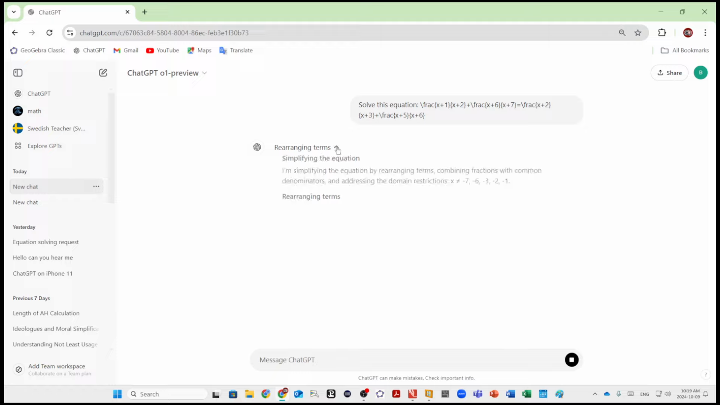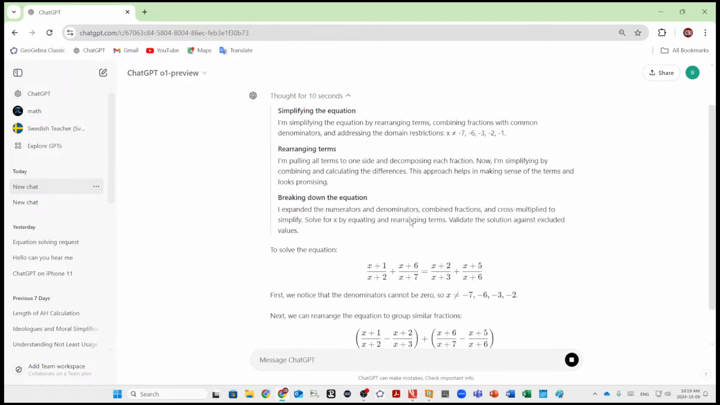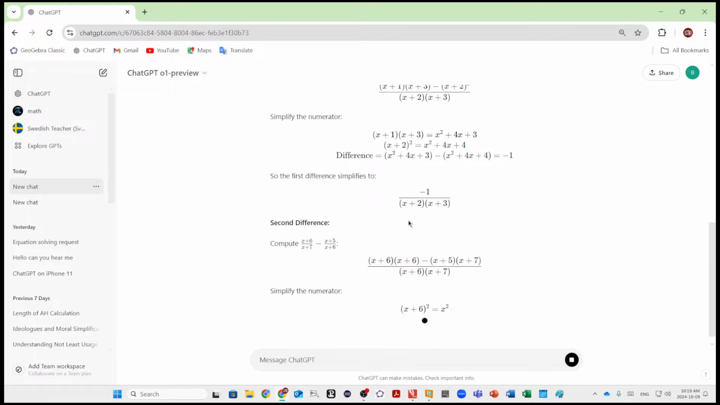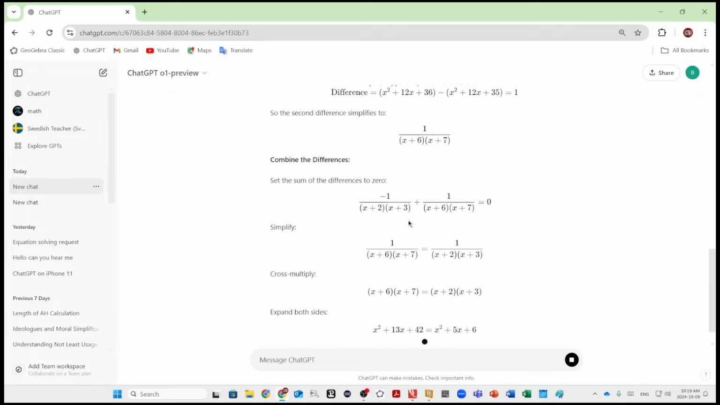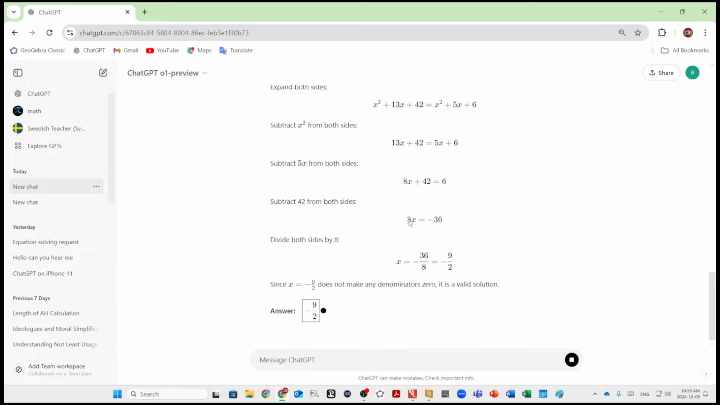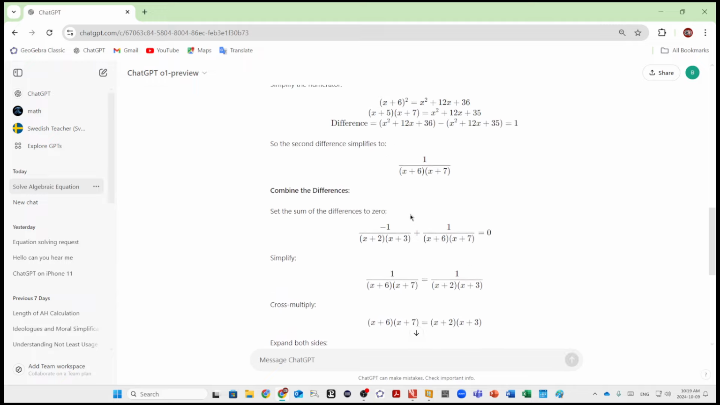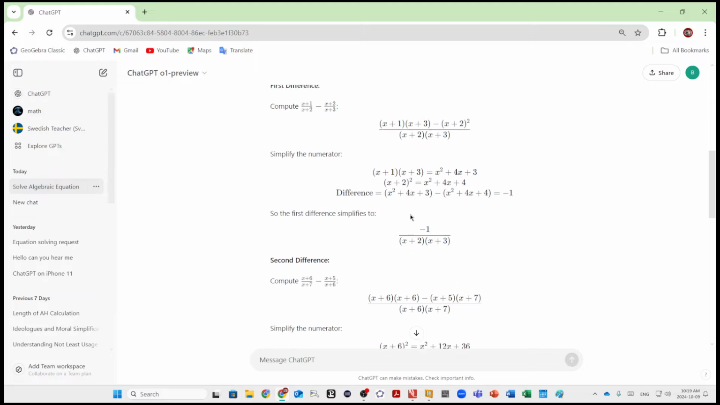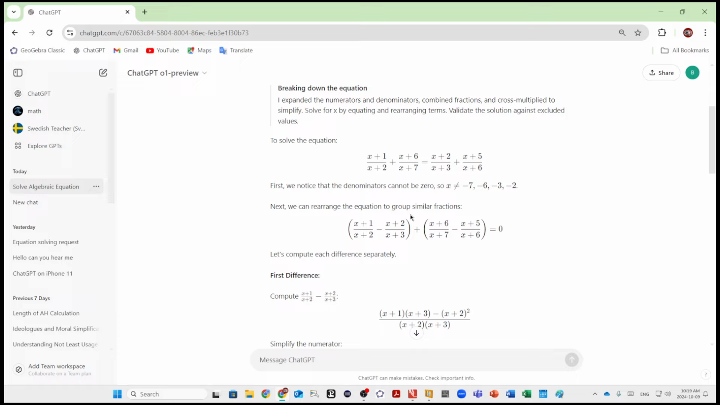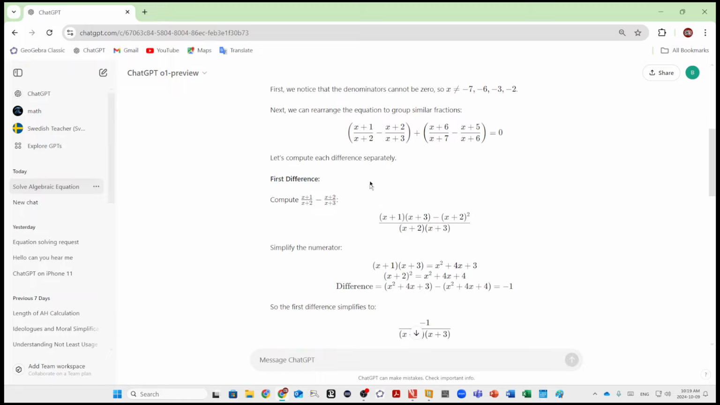So you can also open and see what it is doing, and then it finally finds the answer. Okay, so let us review a little bit to see what it does. So it also grouped this in this way, so it understands that it is better to group it, but of course it moved everything to the left-hand side. Okay? But the grouping was different from mine, yes?